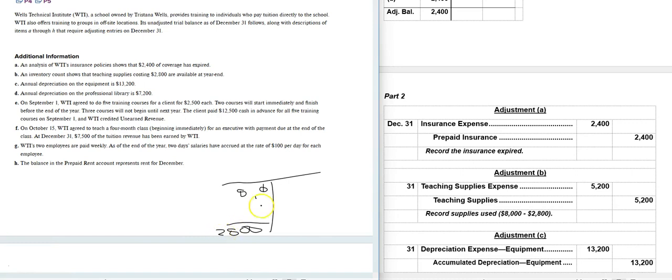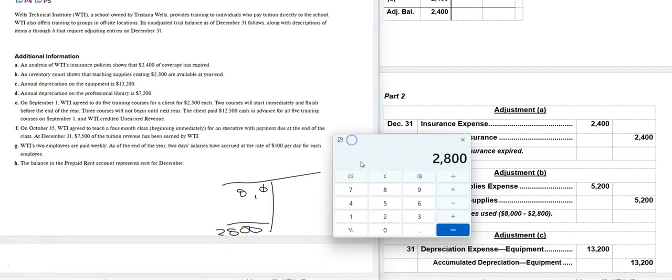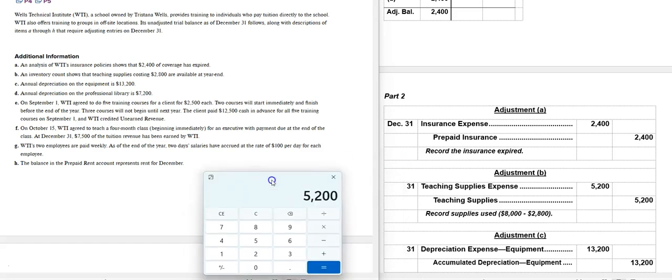So my adjusting entry needs to decrease this account from a balance of $8,000 down to a balance of $2,800. So the difference, the amount I need to decrease that account, is $5,200. So my adjusting entry is going to be to credit the teaching supplies account for $5,200, and I used up those supplies. I incurred an expense. So I'm debiting the expense, crediting the supplies.